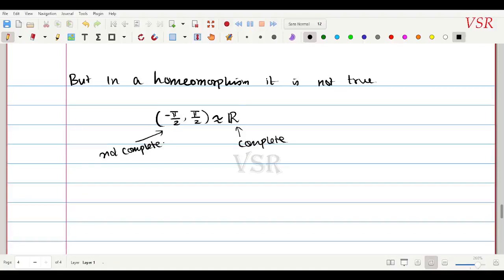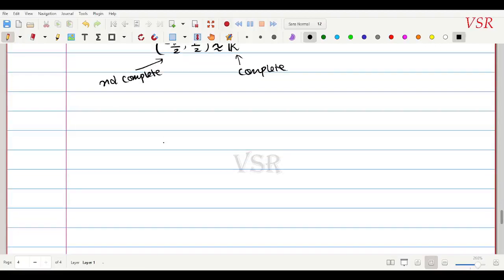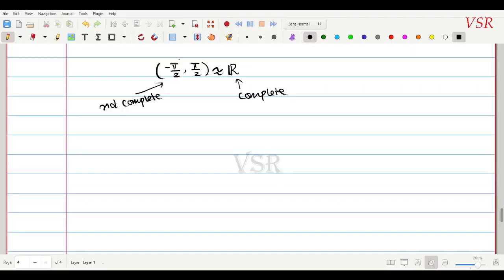ஓகே, இப்போ இன்னும் ஒன்று எடுத்துக்கலாம். இந்த இடத்துல we are having minus pi by 2 to pi by 2 is homeomorphic with R. எப்படி டிஃபைன் பண்ணிருக்கீங்க? f is a function from minus pi by 2 comma pi by 2 to R defined by f of x equal to tan x. So the tan function will take care of this one.